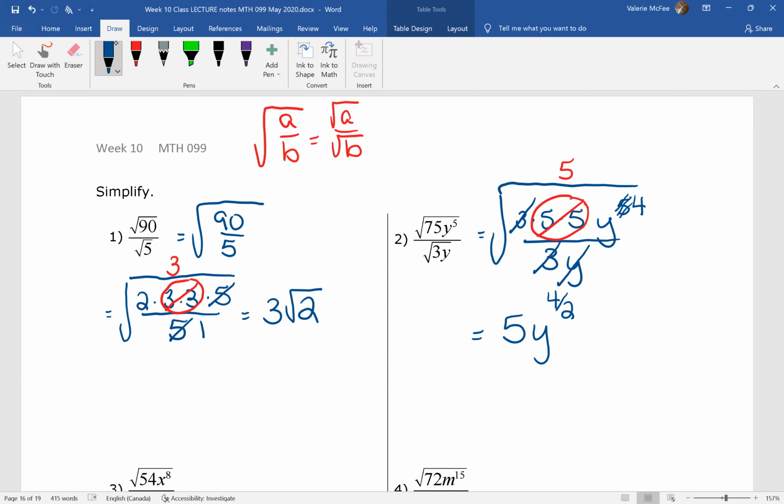This is a square root, so the index is 2. Again, our denominator is 1. The square root of 1 is 1. I don't need to write this over 1. This simplifies to 5y squared.